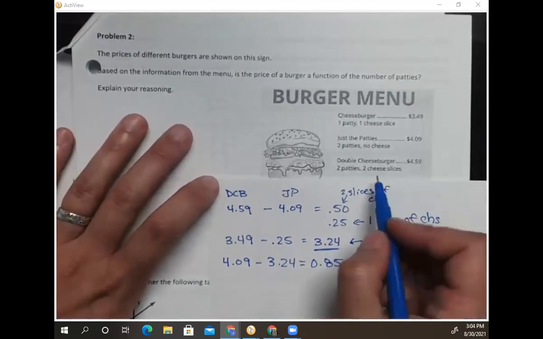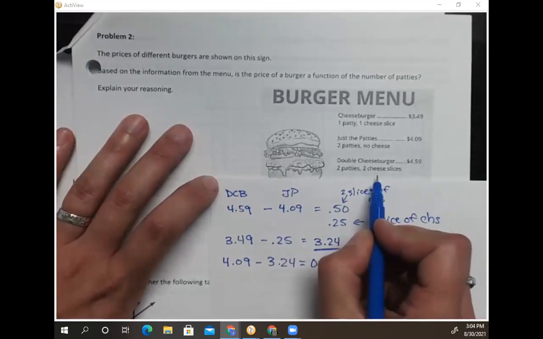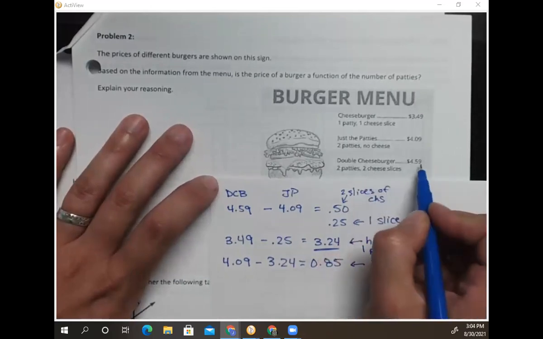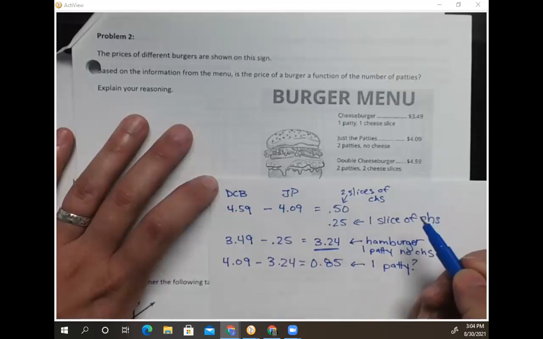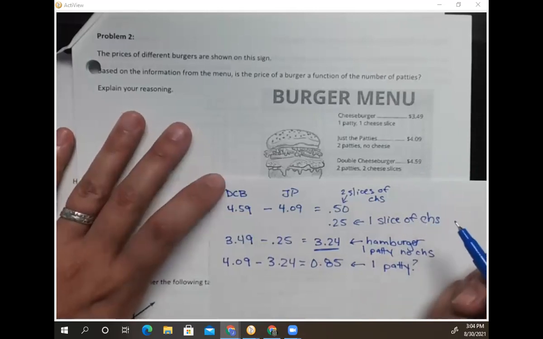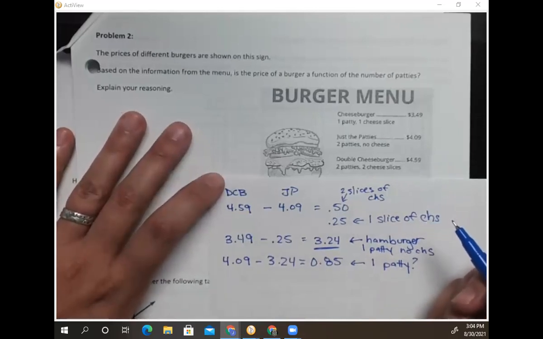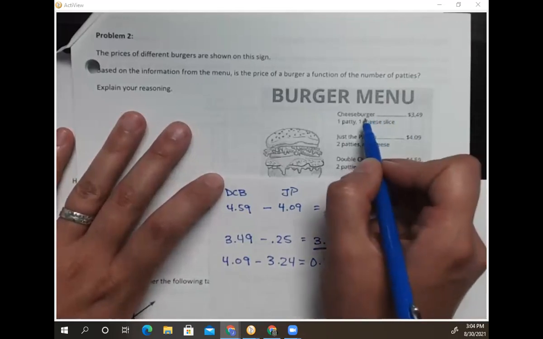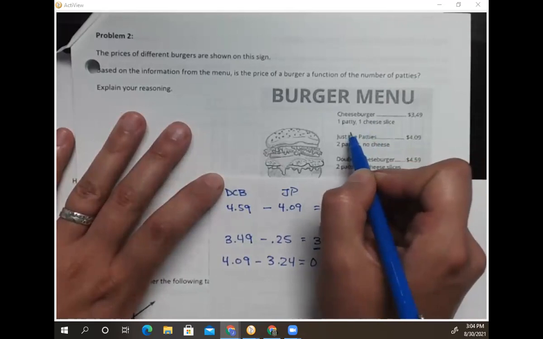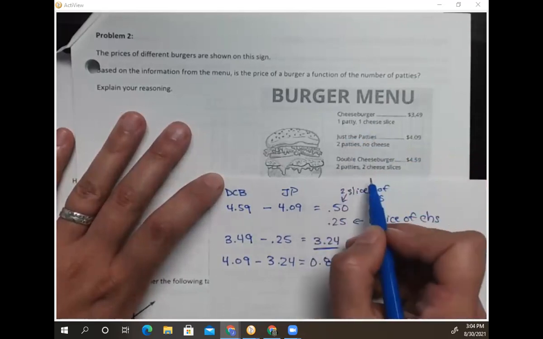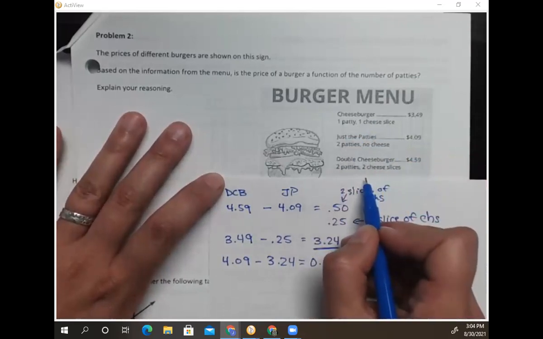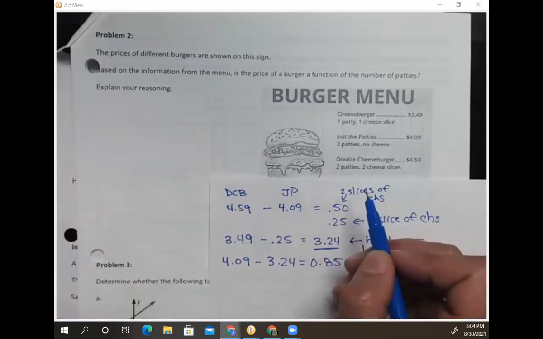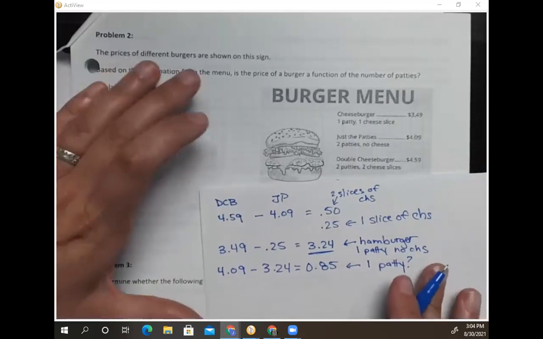So a double cheeseburger is $4.59. If price is a function of the stuff on the sandwich, then I should be able to pay the same price for a cheeseburger with 1 extra patty and 1 extra slice of cheese that I pay for a double cheeseburger. Does that make sense? I've got the same stuff making up my sandwich. If it's a function, that cost should be the same.